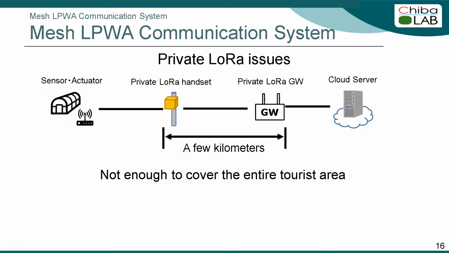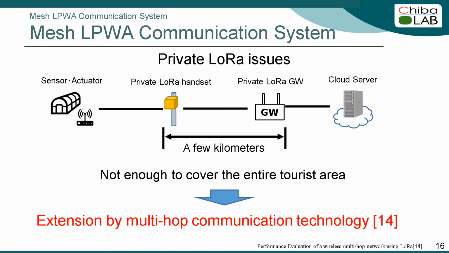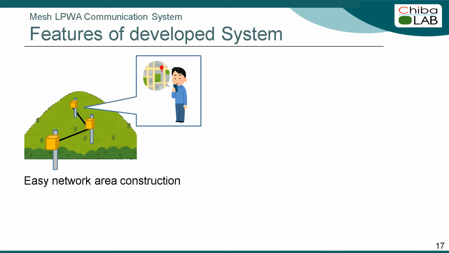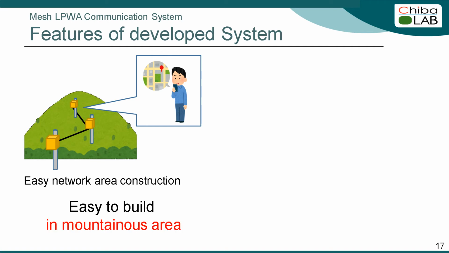But the tourist area is even larger than this. Therefore, we need to develop a way to communicate wider than this. To achieve this, we have improved it using multi-hop technology. Multi-hop technology is a way for neighboring devices to communicate with each other like a packet relay. We can extend the communication area only by installing devices. This is easy to build in mountain areas.